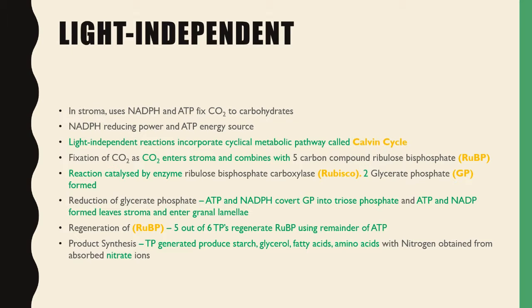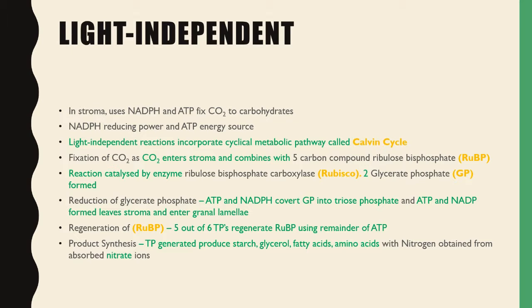And this is the fixation of CO2, because CO2 will enter the stroma and combine with a 5-carbon compound, ribulose bisphosphate, just known as RuBP, and that'll be fine. So when CO2 enters the stroma and combines with RuBP, it will form 2 glycerate phosphates, otherwise known as GP. But this reaction is catalyzed by the enzyme Rubisco, or ribulose bisphosphate carboxylase, just known as Rubisco.